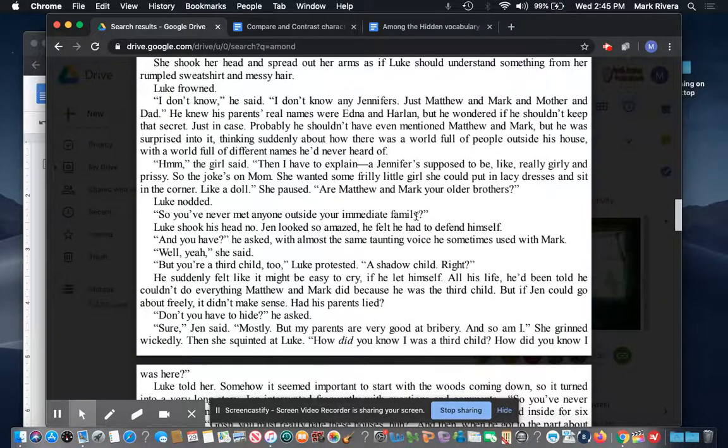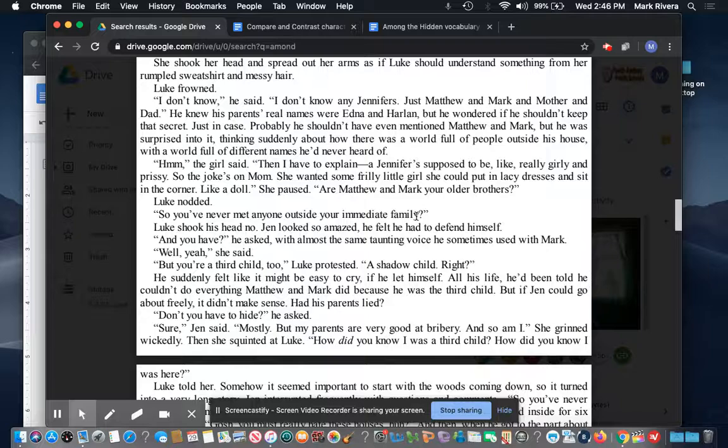"I don't know," he said. "I don't know any Jennifers, just Matthew, Mark, and Mother and Dad." He knew his parents' real names were Edna and Harlan, but he wondered if he shouldn't keep that a secret just in case. Probably he shouldn't have even mentioned Matthew and Mark, but he was surprised into it, thinking suddenly how there was a world full of people outside of his house with a world full of different names he'd never heard of.